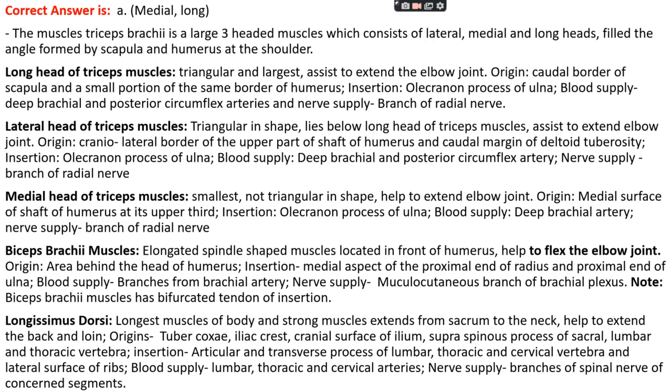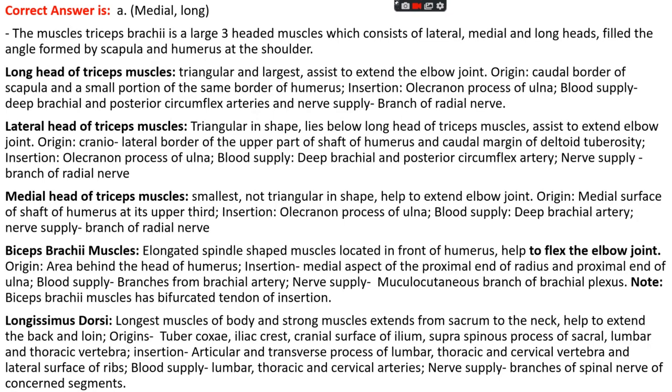Okay. Similarly, the medial head of the triceps muscle is the smallest among all three heads, and it is not triangular in shape. The function is the same as the triceps muscle, that is to extend the elbow joint. In case of origin, it originates from the medial surface of the shaft of the humerus at its upper third. Insertion, blood supply, and nerve supply are the same as the other heads of the triceps muscle.